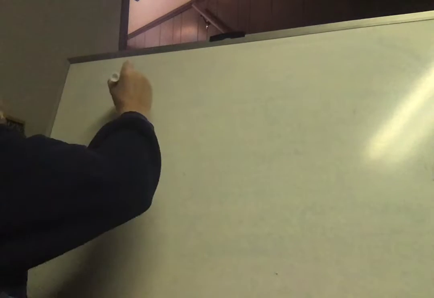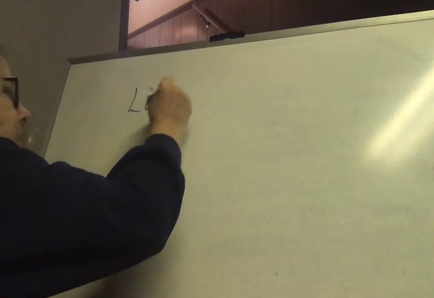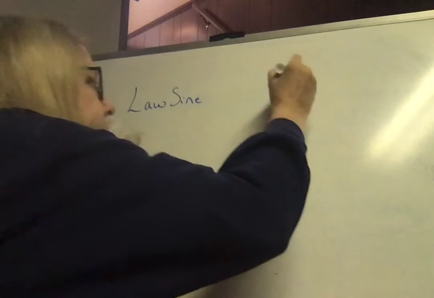Okay, 7.4 is one of those sections that you have because you're in honors geometry, whereas somebody who's in regular geometry would not have this. It does show up in the ACT sometimes. Law of sines and law of cosines.